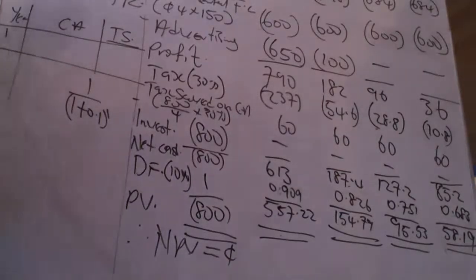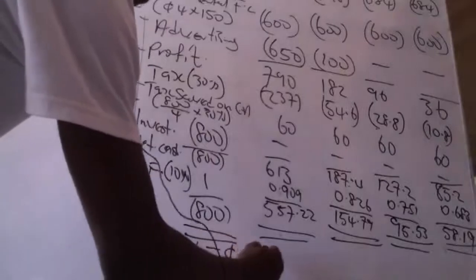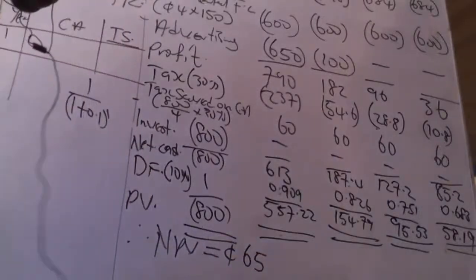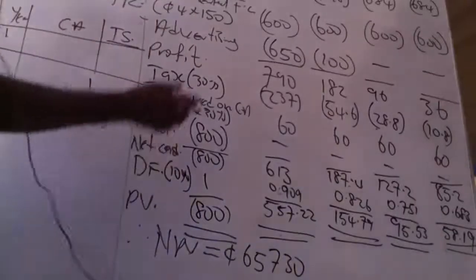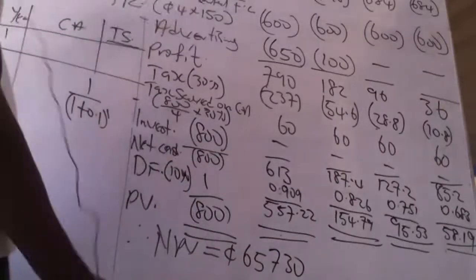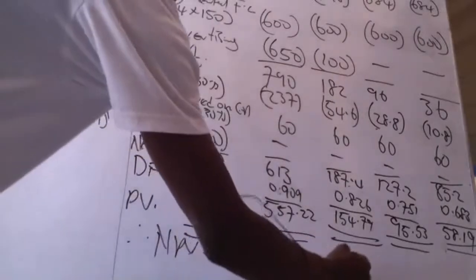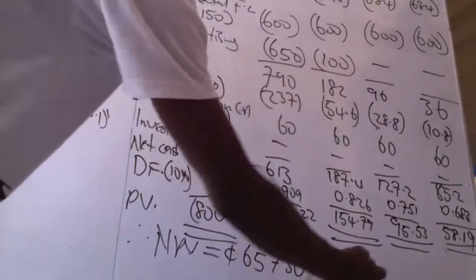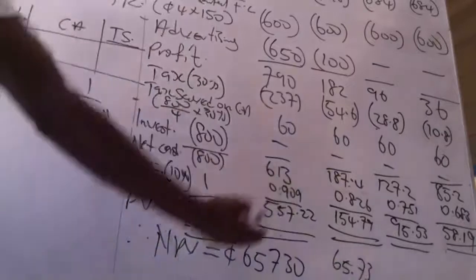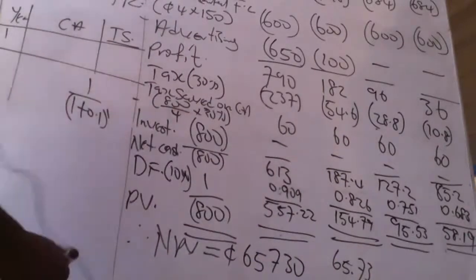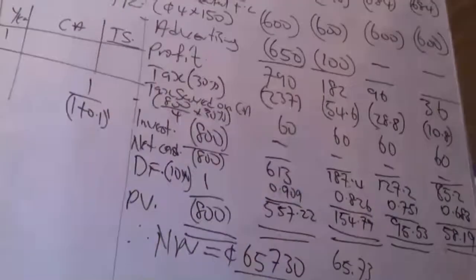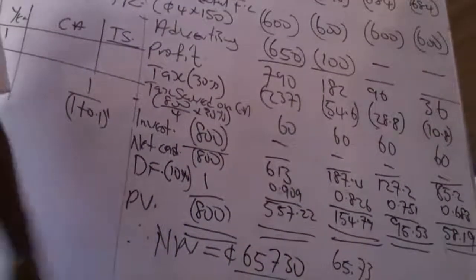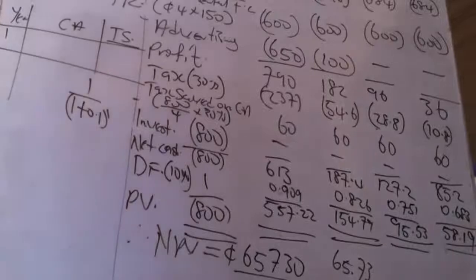65.3. So can I write 65,730 Ghana cedis, because you have raised your 3 zeros. So if you are getting 65.73, don't forget to multiply by 1,000 to get your full figure. So therefore, the NPV will be 65,730 Ghana cedis. So what will be the acceptance criteria?